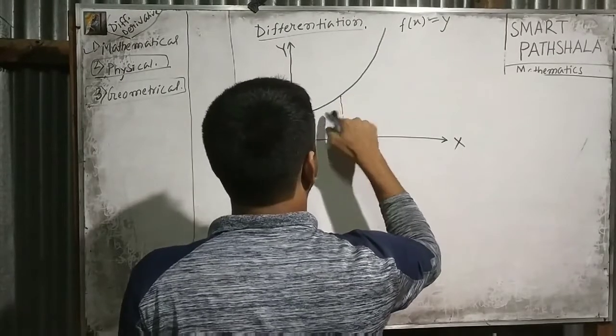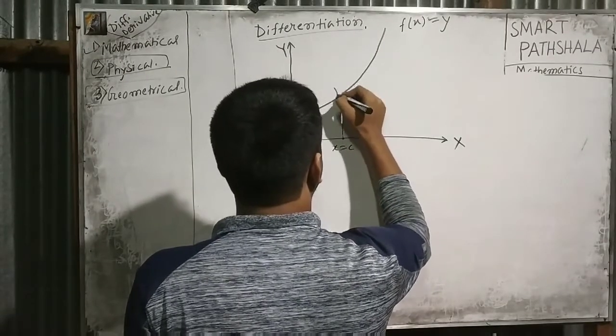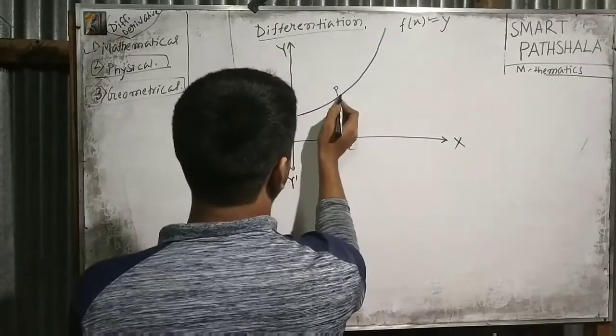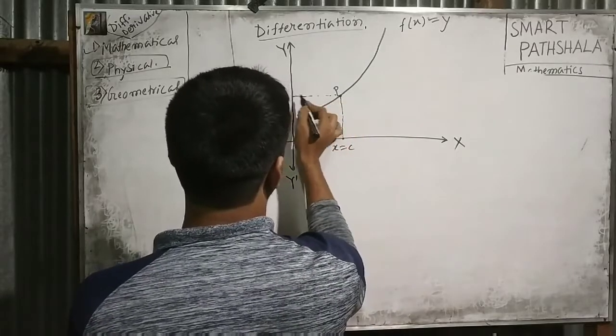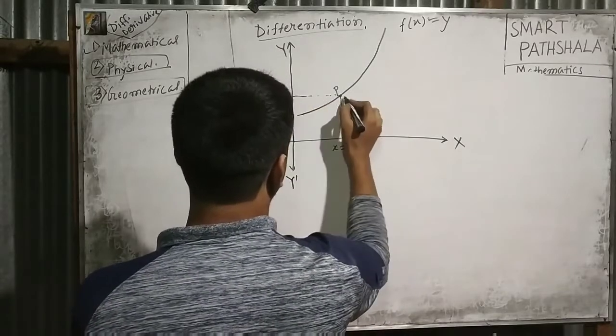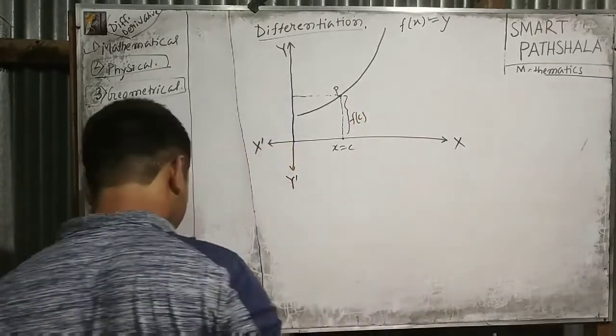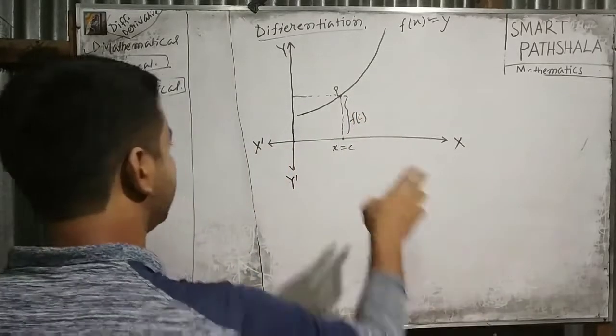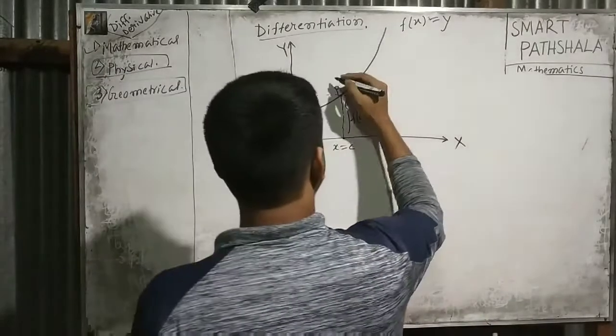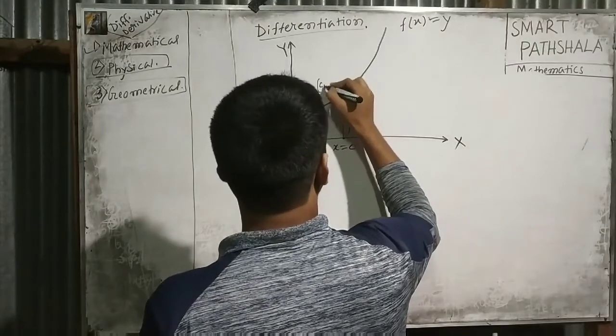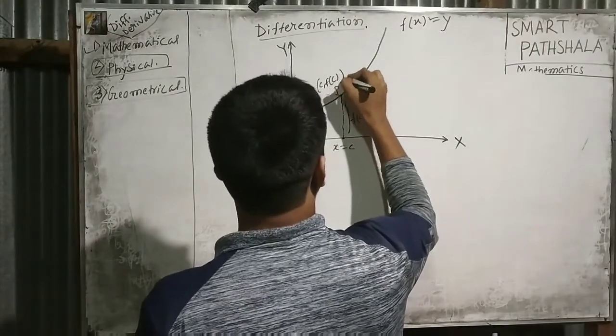So this, you can write it here. This is the point P. Now how can you calculate this term? Look, this term is nothing but f of c. Got it? This term is f of c. So the coordinate of P is what? C and f of c.